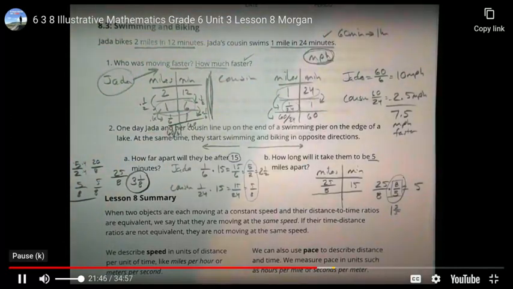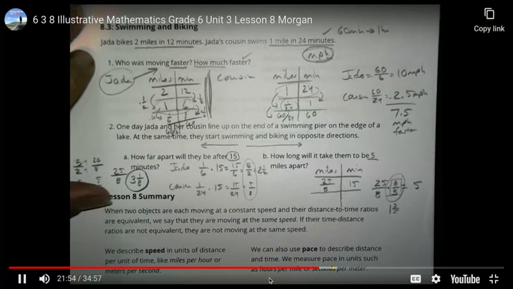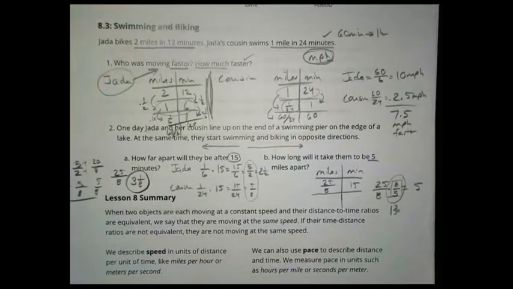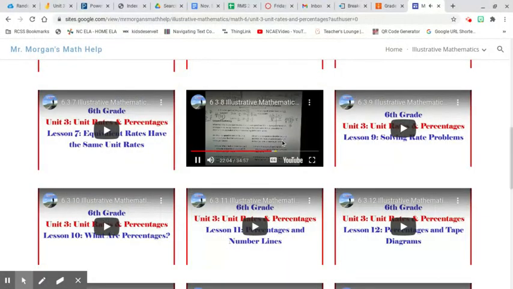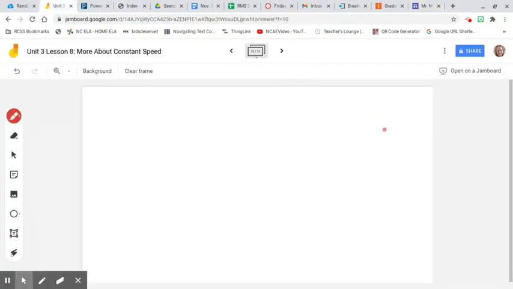I know in the homework there's not so much, so don't worry too much about that last problem. A lot of funny numbers going on there, a lot of things that this is one of the trickier lessons in this unit. Okay, so if you got stuck on this one, that's okay. It'll start to make more sense with time, so don't worry about it too much. So in summary, when two objects are moving at a constant speed and their distance. All right, so you can hear him having said that that was very difficult.